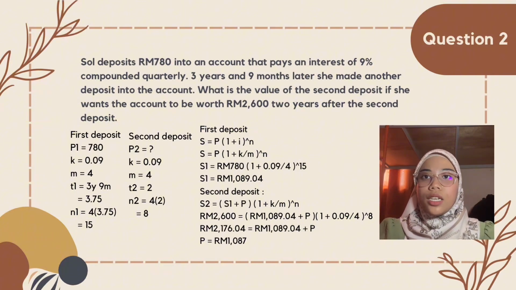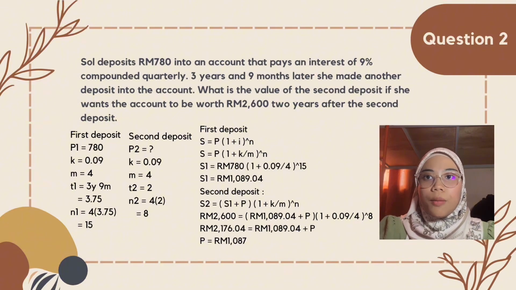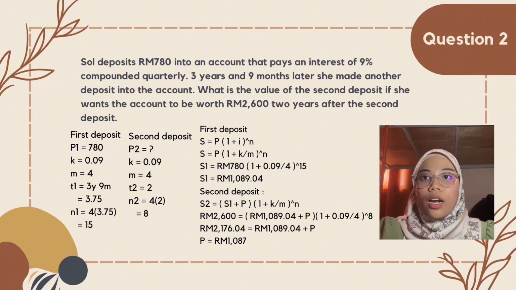For second deposit, S2 equals S1 plus P times (1 plus K divided by m) to the power of n. 2,600 ringgit equals 1,089 ringgit 4 cent plus P times (1 plus 0.09 divided by 4) to the power of 8. 2,176 ringgit 4 cent equals 1,089 ringgit 0.4 cent plus P. P equals 1,087 ringgit.